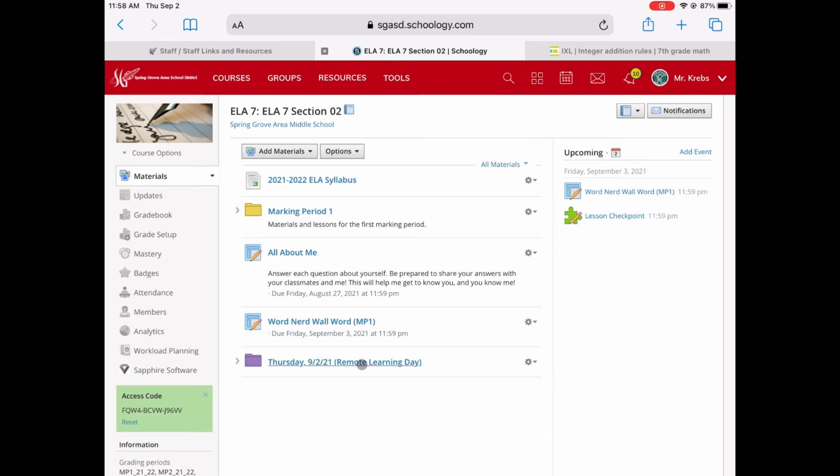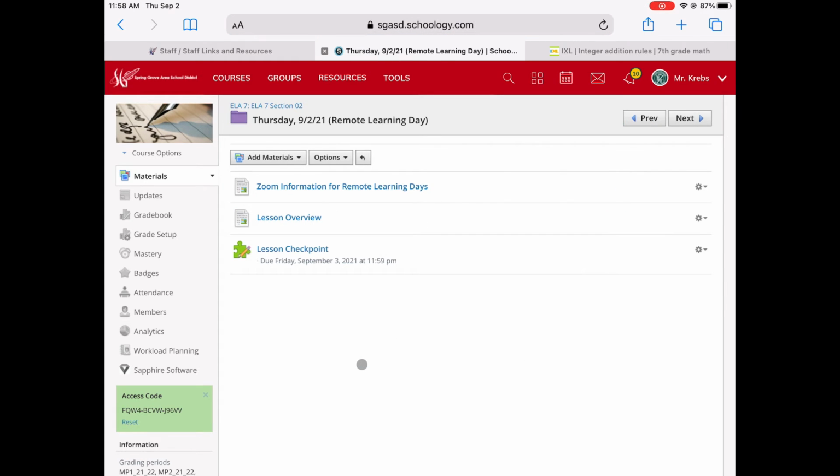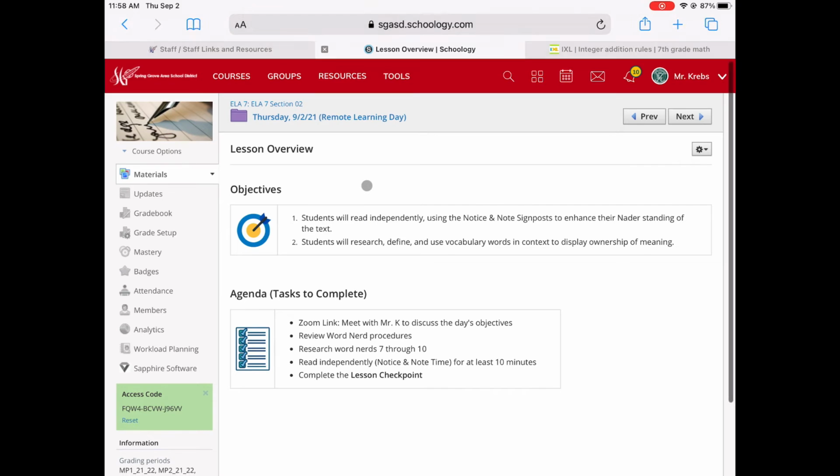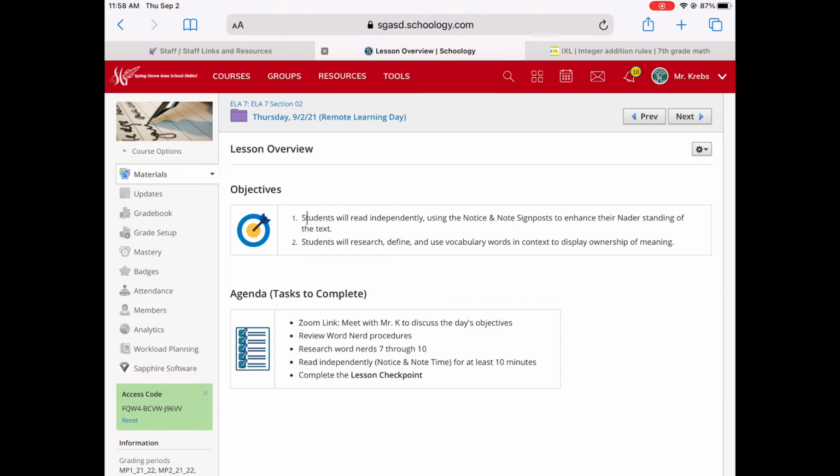So in the ELA class, I have the exact same folder. You see Thursday, September 2nd, that's today. I have the same exact page about Zoom information, that includes a link to my Zoom meeting, which hopefully I'll see some of you at shortly, and then a lesson overview. So the lesson overview page should look the same. Obviously the stuff is different though because it's ELA class.